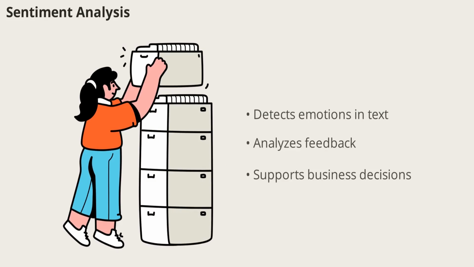Sentiment analysis is a popular NLP application that determines the emotional tone behind a piece of text. By analyzing words and phrases, NLP systems can identify whether a message is positive, negative, or neutral. This is especially useful for businesses monitoring customer feedback, social media trends, and product reviews. Sentiment analysis helps organizations understand public opinion and make informed decisions.